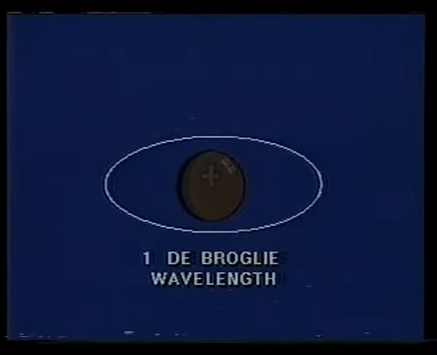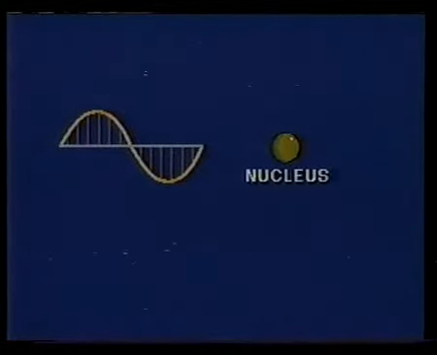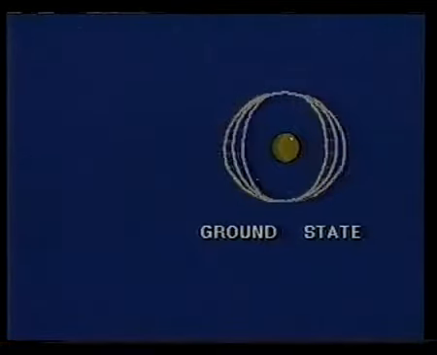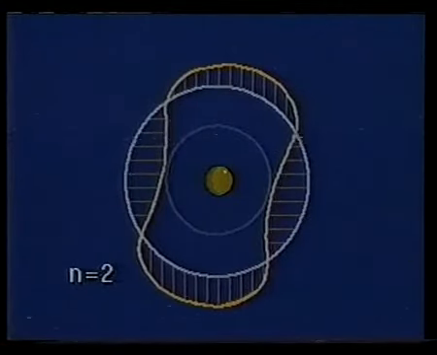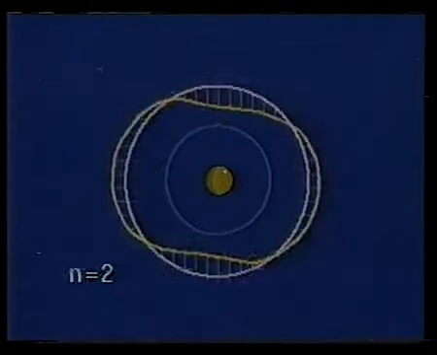De Broglie proposed that in the ground state, or first energy level, the circumference of the electron orbit is one de Broglie wavelength. This single wavelength fits around the atom's nucleus at a distance that allows the wave to interfere with itself and form a stationary or standing matter wave. In the second orbit, n equals 2, two de Broglie wavelengths fit about the nucleus, at a distance which once again produces a standing matter wave.